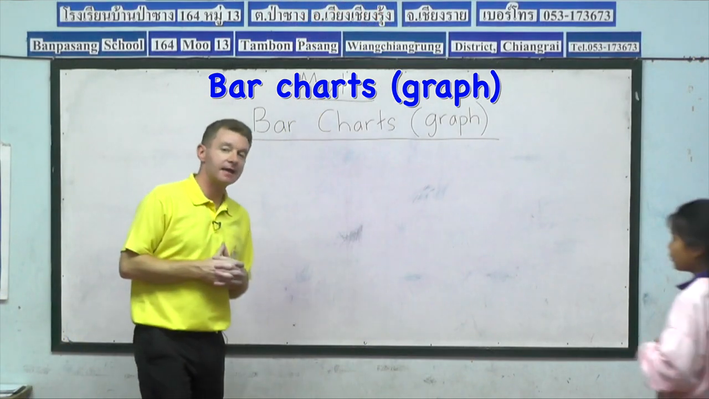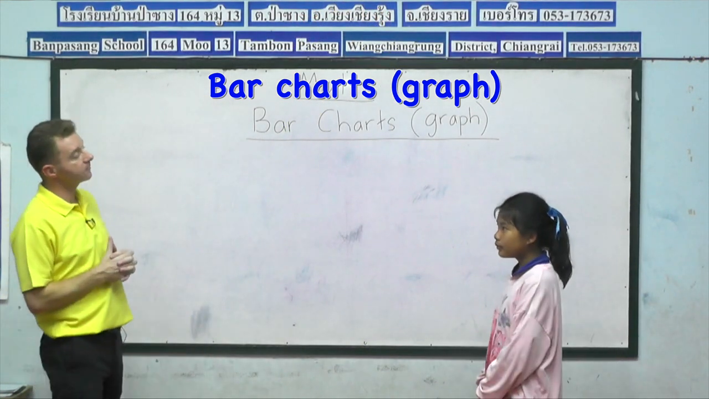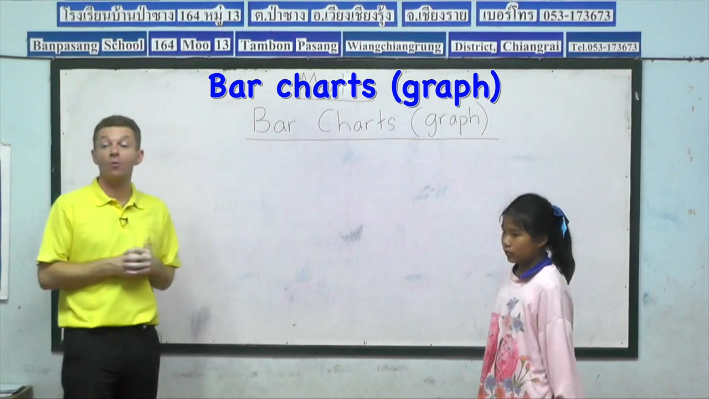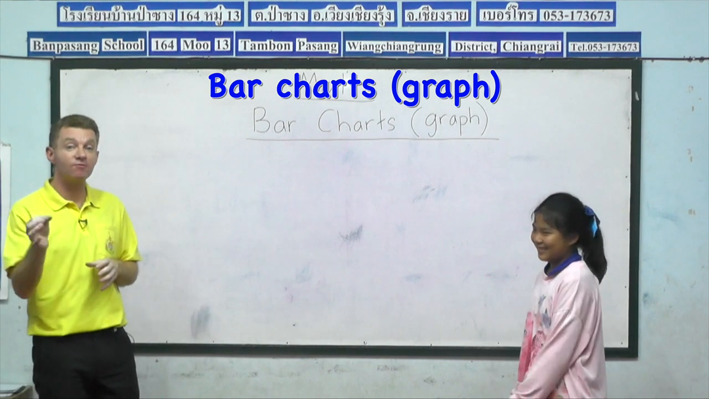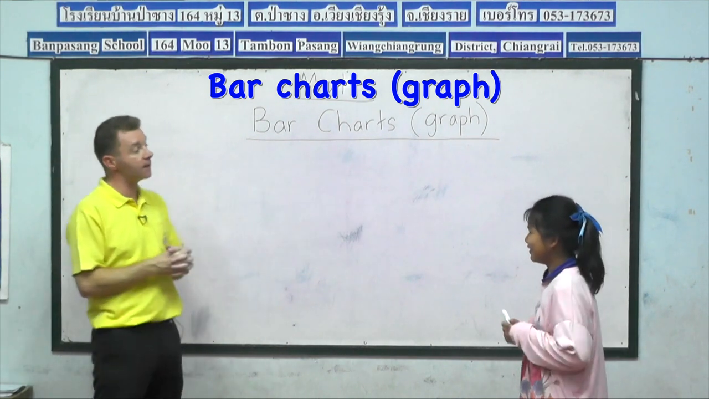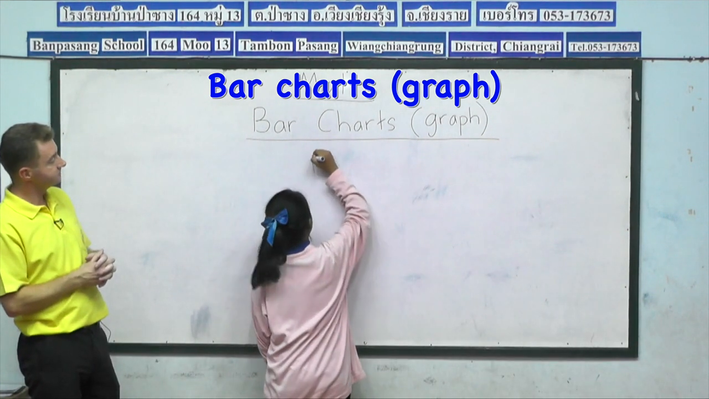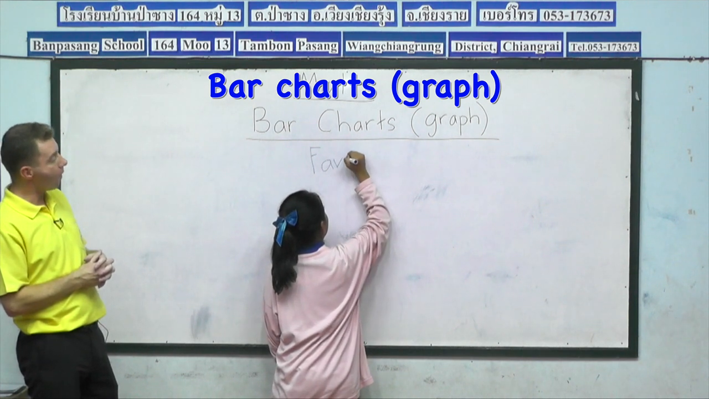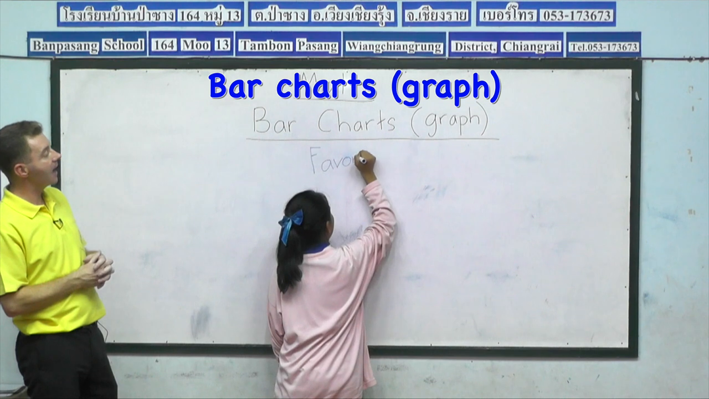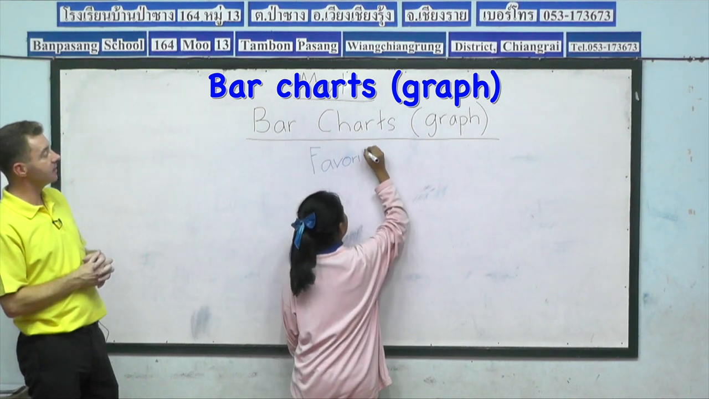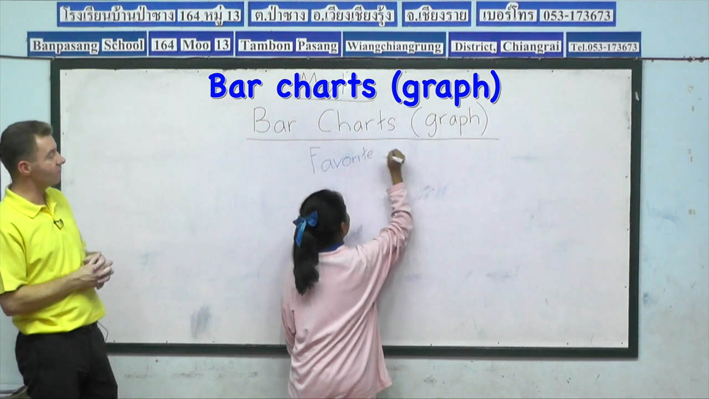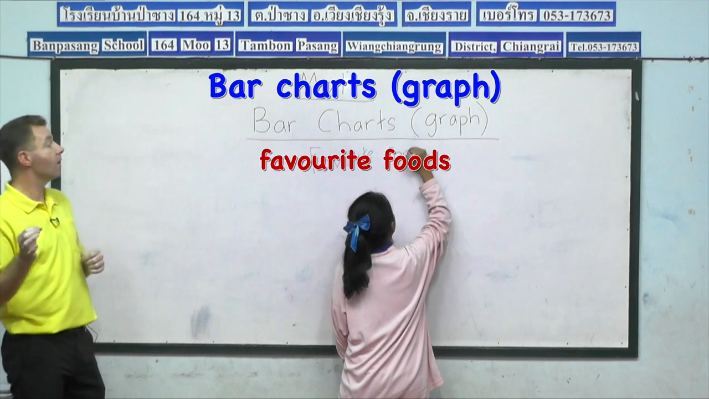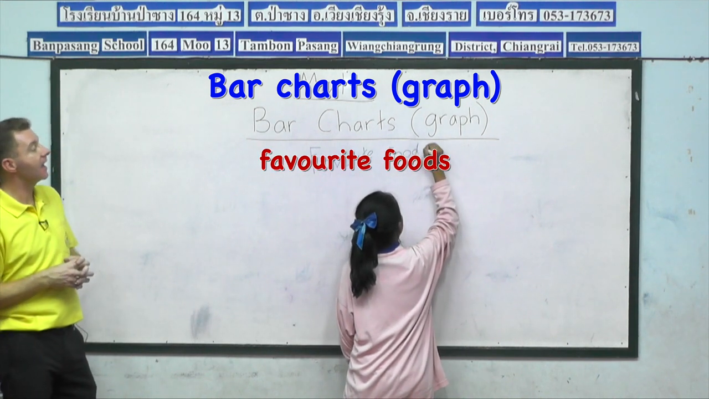So let's see, what does Lakgao think our bar chart can be about? What should we have a bar chart about? Excellent. A great title. So we'll have a bar chart about favorite foods. So our title will go at the top here. Can you write it for me, Lakgao? F, A, V, O, R, I, T, E. Favorite. And then foods. F, O, O, D, S.